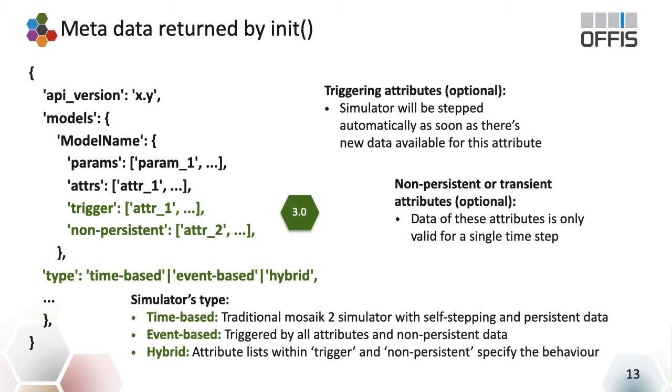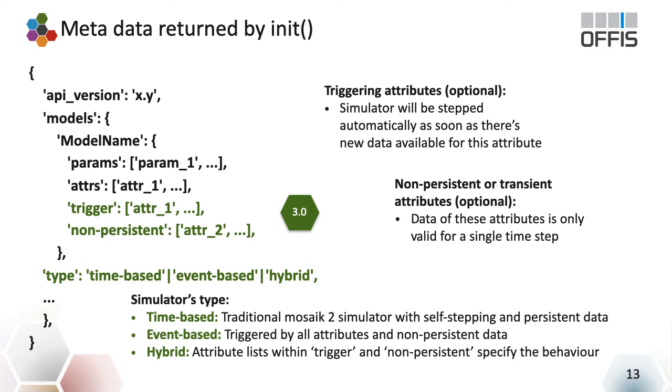But if you have these DES systems, then not all the data that you have might be of this physical kind. You might also want to send, let's say, messages between the simulators. And these messages might be only valid for a single point in time. So it's not like you can use the old message as long as there's something new. The message is only valid at a single point in time. And in order to support use cases where you have this kind of data that you want to exchange via Mosaik, we invented this non-persistent configuration. So these are the two big features in the metadata.